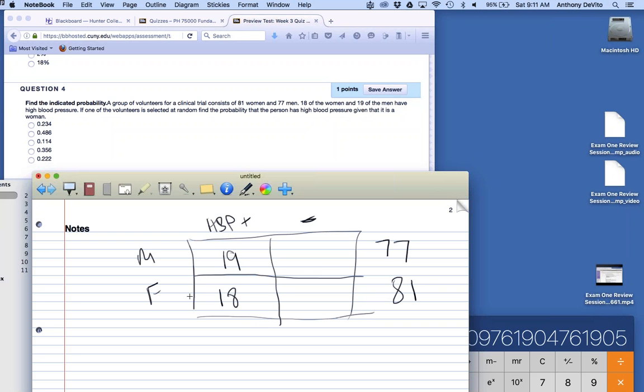Okay, so if I'm only interested in the proportion of women that have high blood pressure, I have what I need here: 18 over 81 women, right? Because I'm only interested in the women. Now, if I want to fill the rest of this in, obviously, if 19 out of 77 males have high blood pressure, then 58 males don't have high blood pressure. And this would be 61, 63 females don't have high blood pressure.